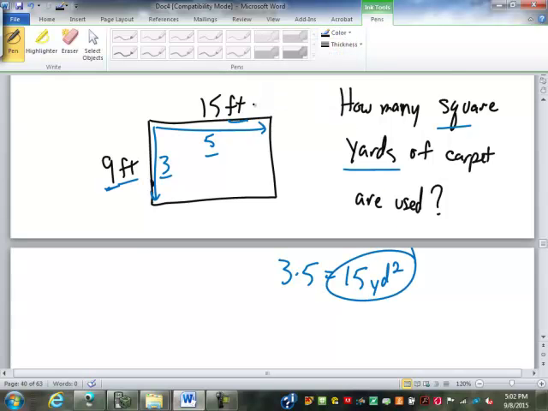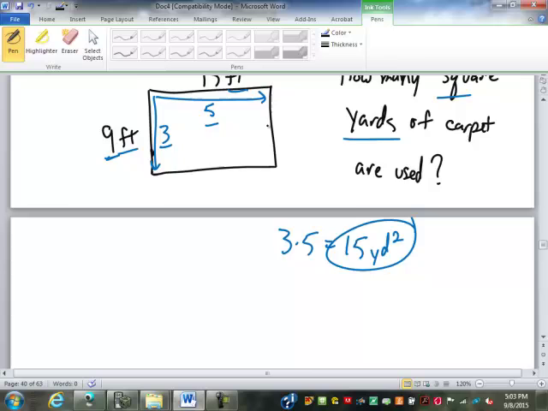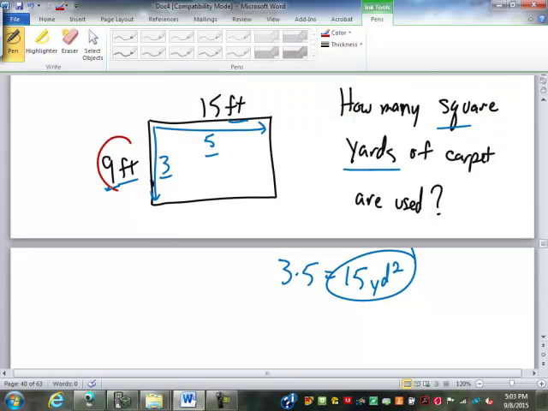Does that make sense? No? The hard part there was the conversion, the fact that each yard was 3 feet. So we had to take our dimensions, 9 feet, divide it by 3 to get that it was going to be 3 yards. Our 15 feet, we had to divide it by 3 to get 5 yards. Then we're just multiplying the 3 by 5.